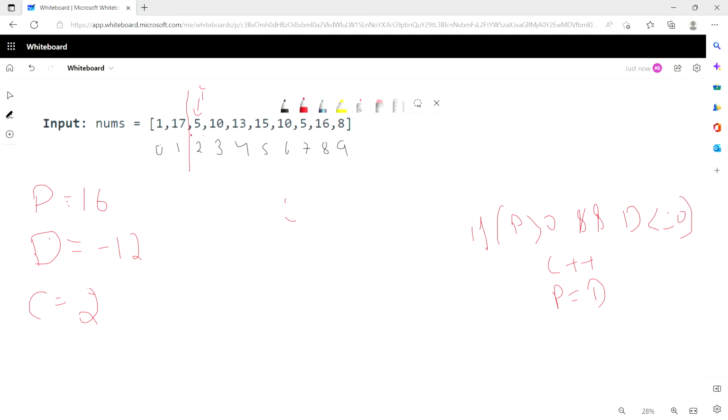So it satisfies that condition. Here the previous difference is 16, greater than 0, and the current difference, minus 12, is less than or equal to 0. So it satisfied that condition. We increment the count to 3. Simple.